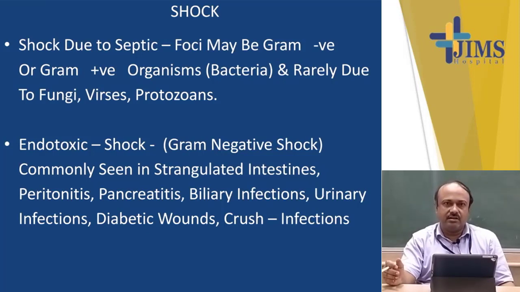Now, if there is a documented infection with SIRS, it is known as sepsis, and if there is end organ involvement or injury to the end organs due to this sepsis, it is known as septic shock. And here we are dealing with septic shock. Shock due to septic foci may be due to gram-negative or gram-positive bacteria, and rarely due to fungus, viruses, and protozoa. Now, coming to one of the most important topics, endotoxic shock, that is gram-negative shock. It is commonly seen in surgical cases where there are strangulated hernias, peritonitis, pancreatitis, biliary infections, urinary infections or urosepsis, diabetic wounds, or crush injury.